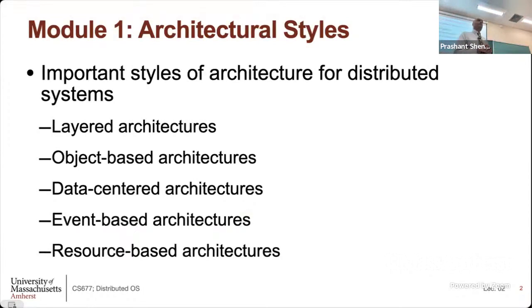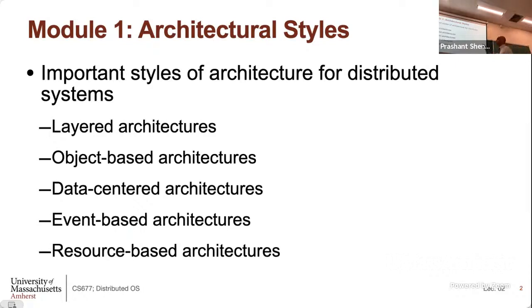Okay? So first of all, what does an architecture mean? Okay? So think of an architecture as a way to take the components of your distributed system or application and think about how they are organized and how they interact with one another. Okay? And we will impose some structure on these components and how they interact and so on. And that structure is going to give us some sort of an architecture.